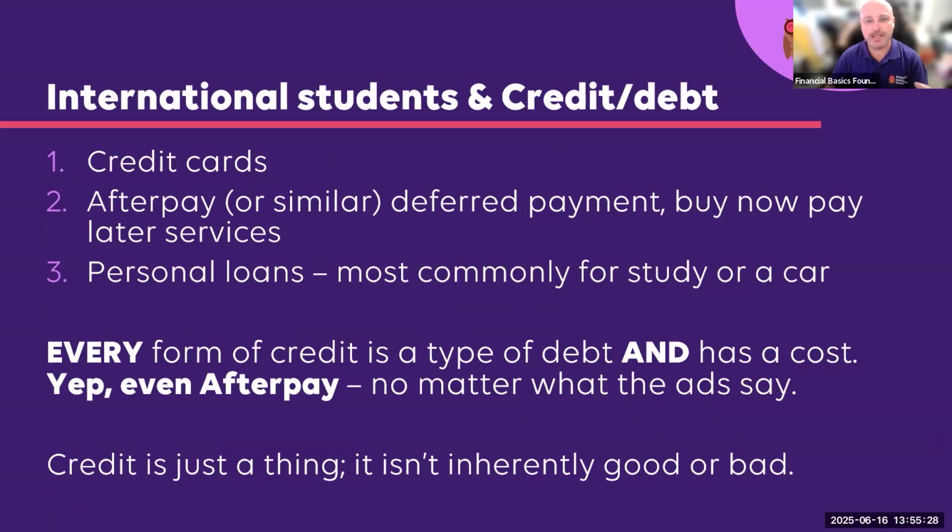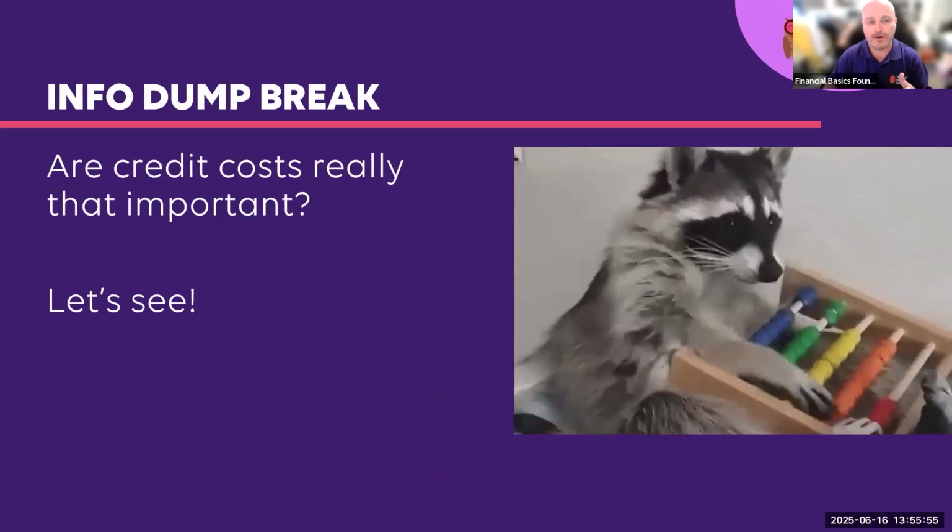The top three issues and uses of credit and debt that international students we've got experience with are credit cards, Afterpay, which I'm using as the name, but they're called deferred payment services. There's a whole heap of them, buy now, pay later, and personal loans, generally for study or a car. And all of them have a cost. Even if you've seen Afterpay ads that say they don't have a cost, they have a cost. So credit's the use of someone else's money. That's not really good or bad. It's what can potentially happen that you need to be aware of.